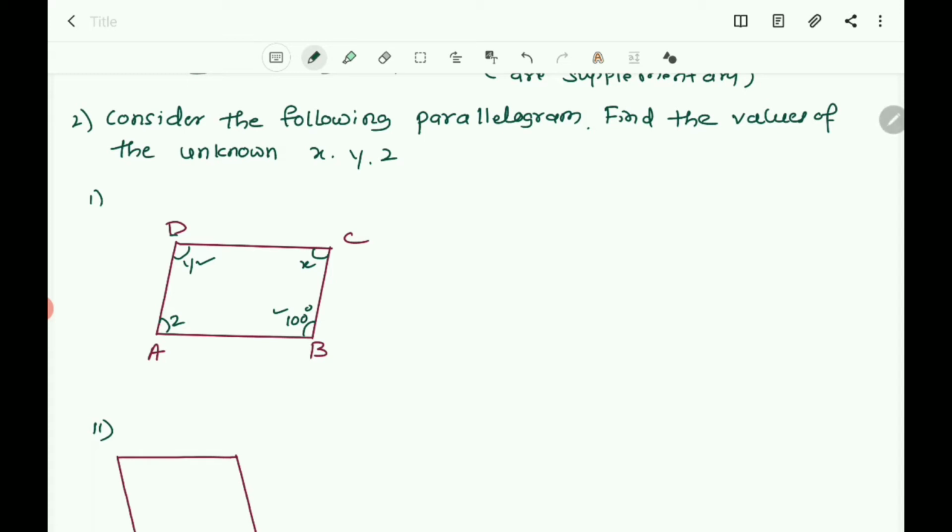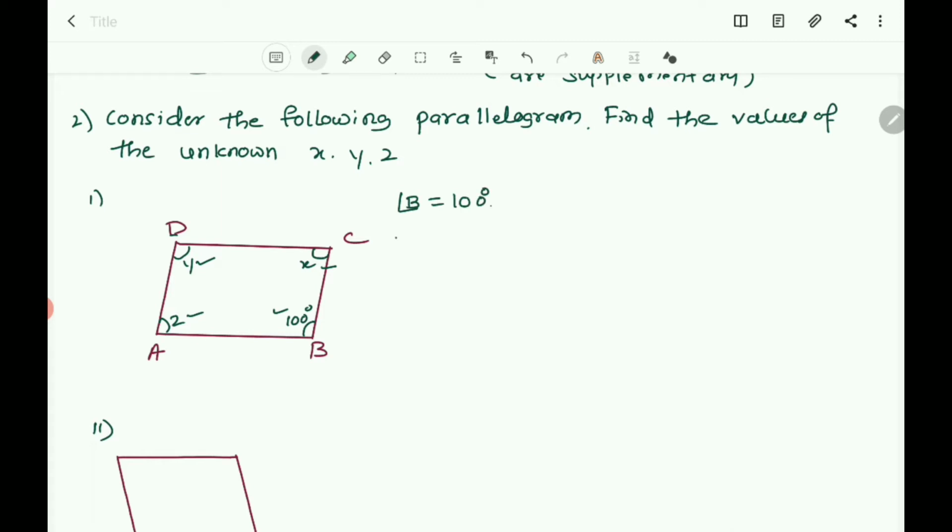Next, to get angle X or Z, use the property of the adjacent angles of a parallelogram. Adjacent angles of a parallelogram are supplementary. Then you will get X equals 80 degree, Z is also equals to 80 degree. X and Z are opposite angles of the parallelogram, and also that is the consecutive angles. Angle A and angle B are the consecutive angles. You can use the property here. Adjacent angles are supplementary, opposite angles are equal. So you take here what is given. Angle B is equals to 100 degrees given.